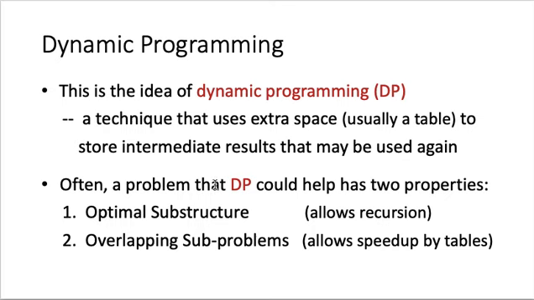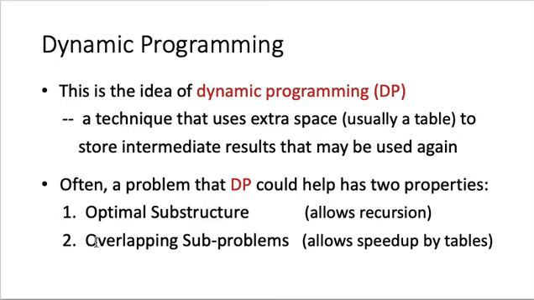Now, for a problem that dynamic programming can help, it usually will have two properties. The first one is something that we call optimal substructure. So the best solution for a larger problem depends on the best solution of the smaller subproblems. This is called optimal substructure. If there is optimal substructure, usually our problem can be solved by using the recursion idea.